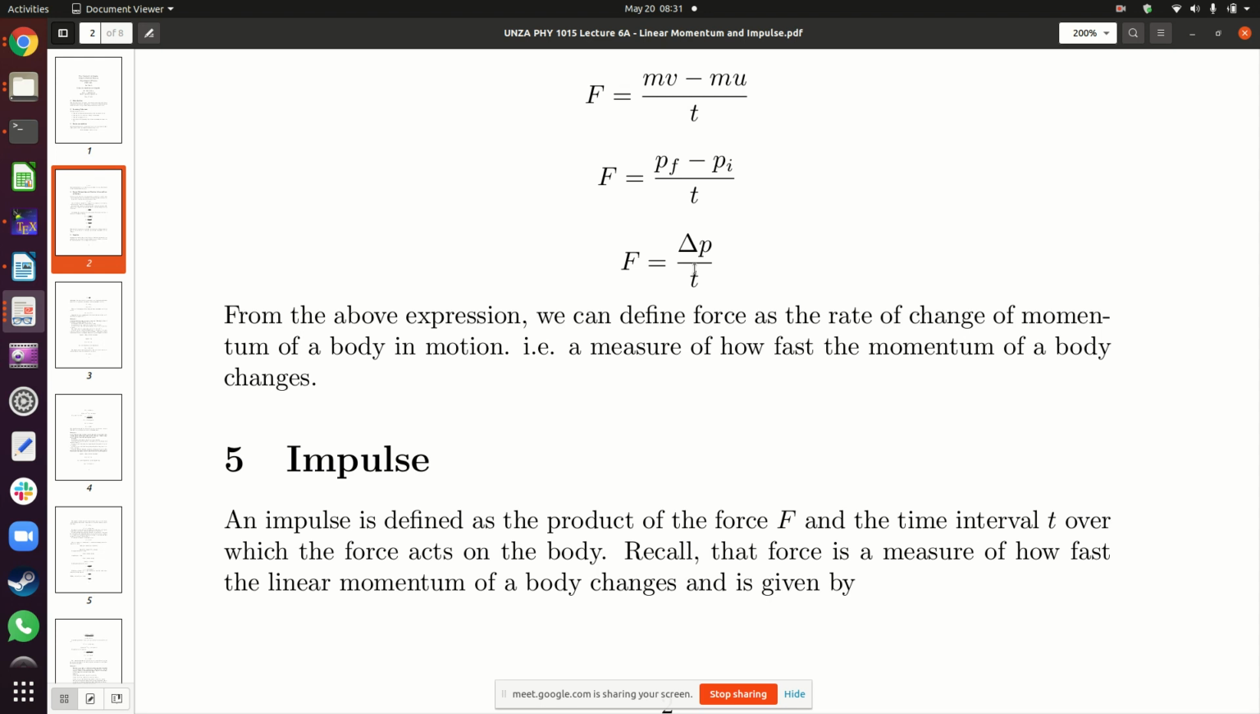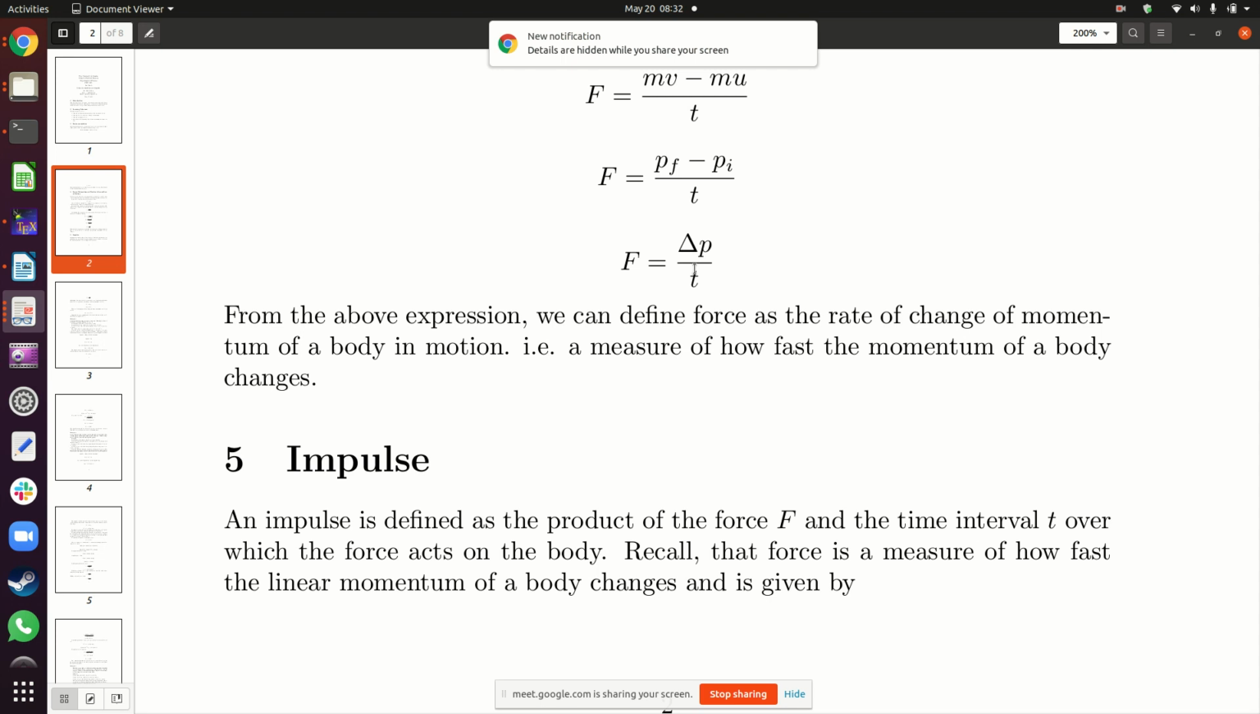It is like the way we defined acceleration. Acceleration is how fast the velocity of an object is changing with time. In this case, we are defining force as how fast the linear momentum of an object is changing. Are we clear? Yes, sir. So basically, this is how force is defined in terms of linear momentum.